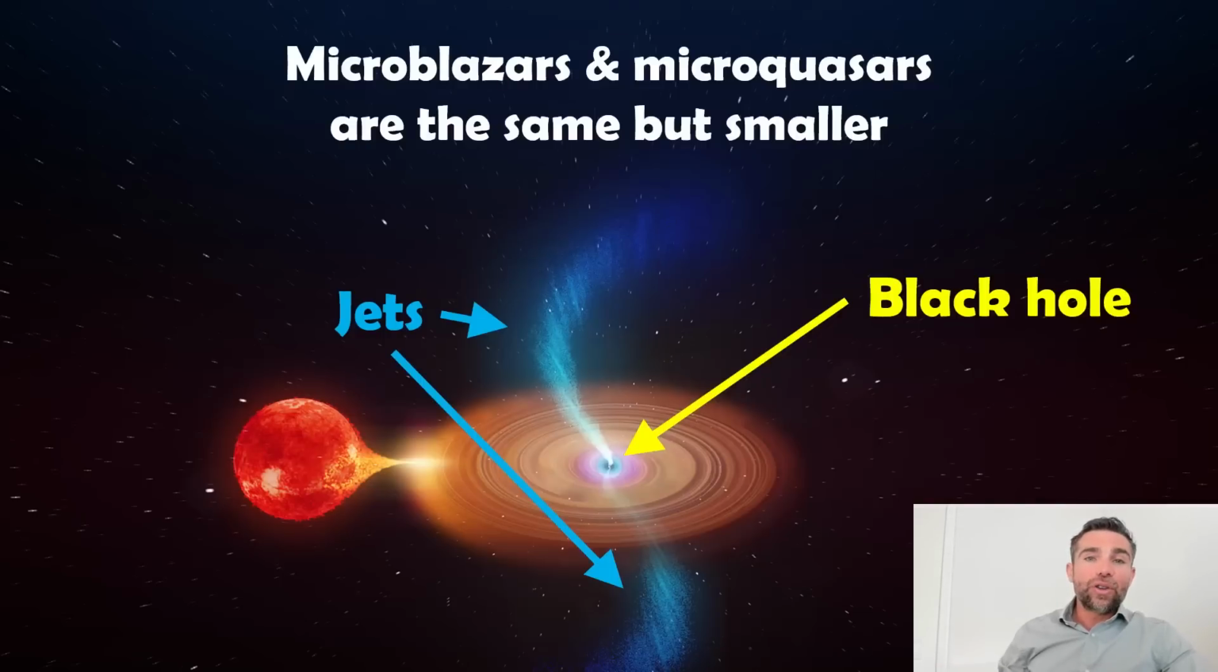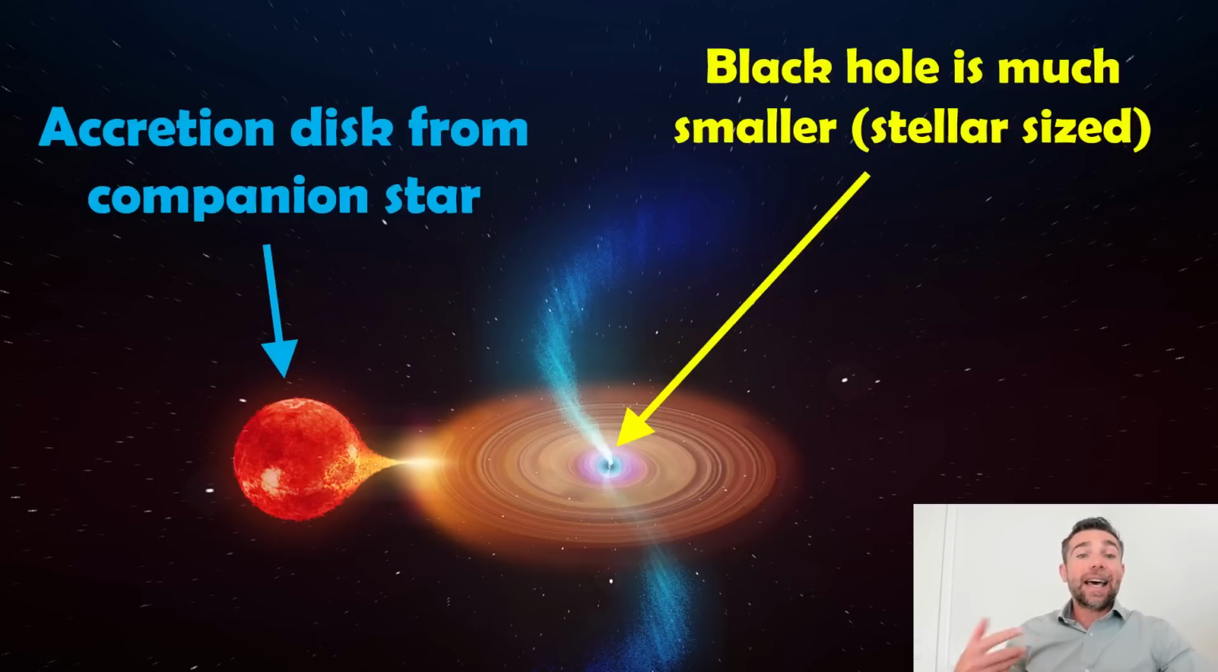Now, onto the microblazars and the microquasars. They're basically the same thing. So you've got a black hole, it's got an accretion disk, it's got jets. But the main difference here is it's just smaller. So it's not a supermassive black hole this time round. This time round, it's stellar size.